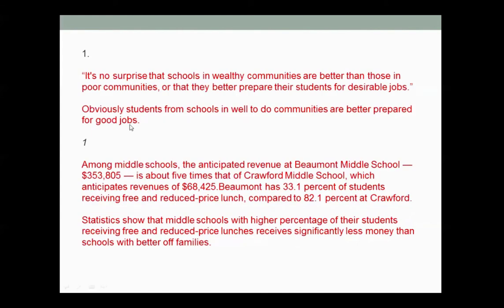So what you need to do is read each of your quotations and then paraphrase those quotations below them. The first one here says it's no surprise that schools in wealthy communities are better than those in poor communities, or that they better prepare their students for desirable jobs. Another way to say that, in my own words, would be obviously students from schools in well-to-do communities are better prepared for good jobs. It says exactly the same thing, so it's this guy's idea, but it is my words.